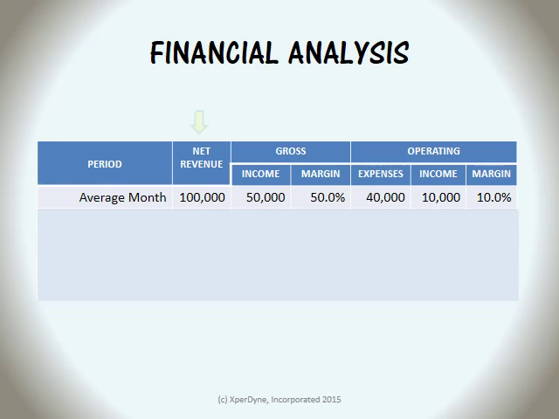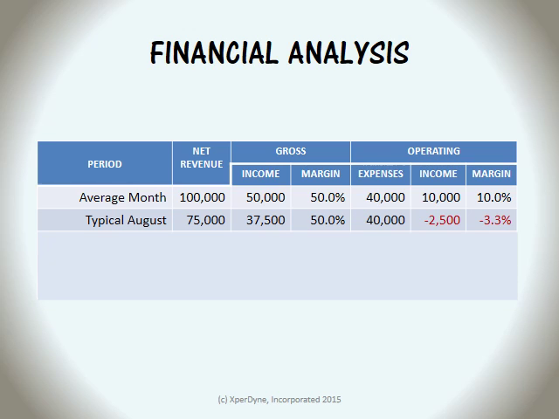Consider a tire shop which averages $100,000 per month in gross sales. The owner spends about $50,000 in supplies and material and does not directly track labor to the work performed, thereby resulting in a $50,000 gross profit. Labor, rent, utilities, and other expenses run $40,000, leaving $10,000 in operating income.